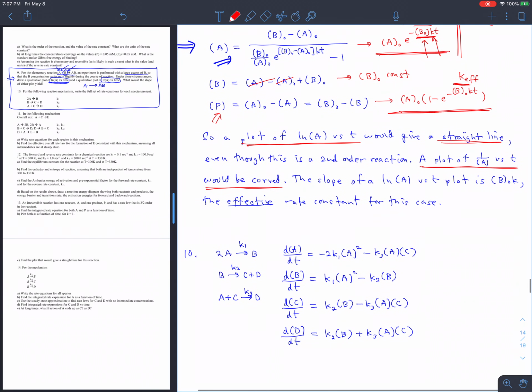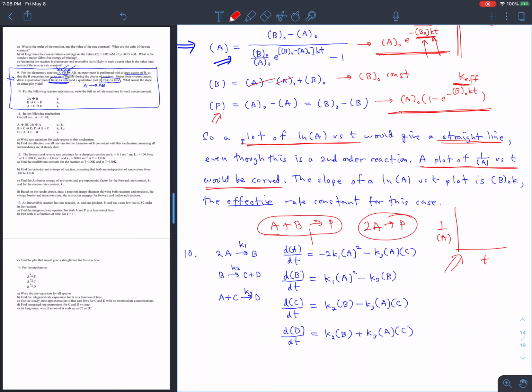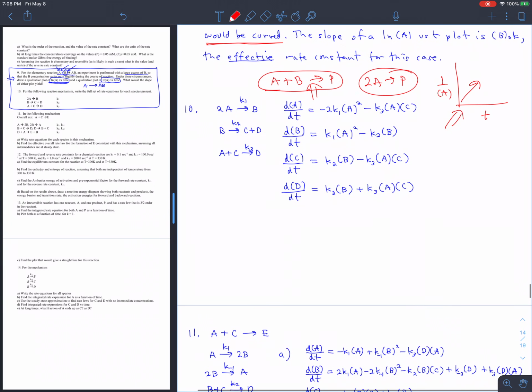Because the straight line for a 1 over A versus t plot is for a different reaction, right? It's for 2A goes to product, not for A plus B goes to product. So even though this is also a second order reaction, it doesn't have a 1 over A type straight line plot, the way this one does. So this is the wrong reaction for a 1 over A plot. And that is it for this problem. Let's go on to problem number 10 then.